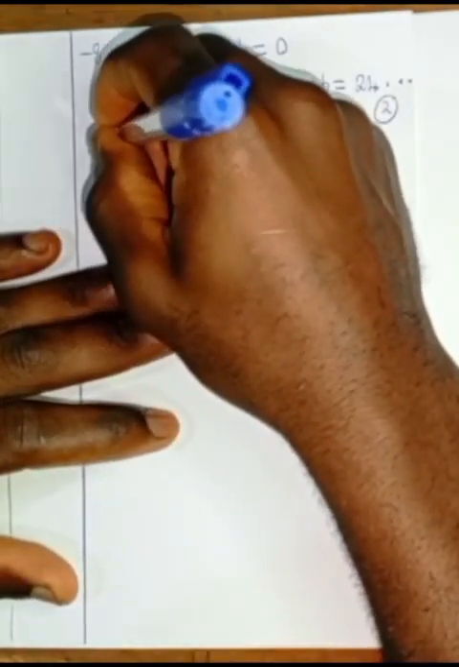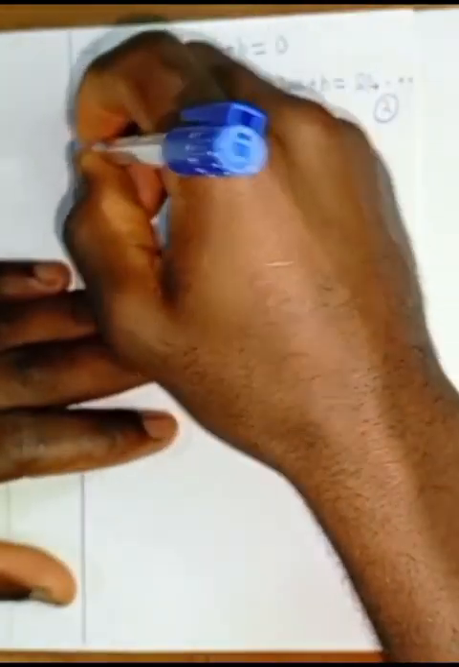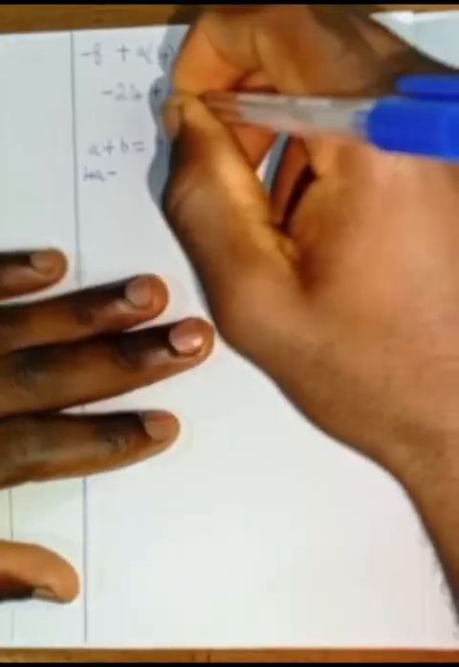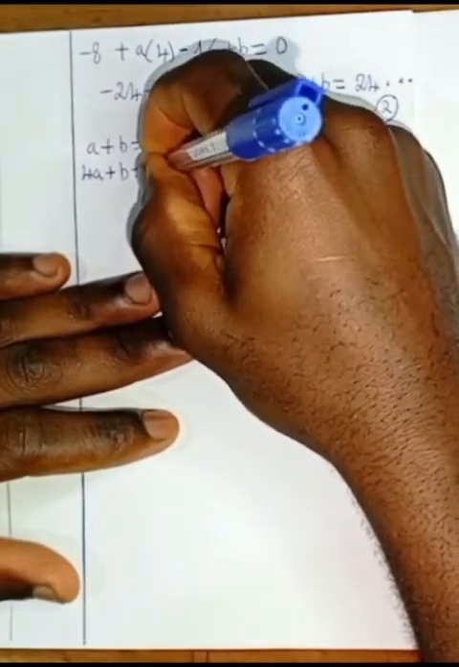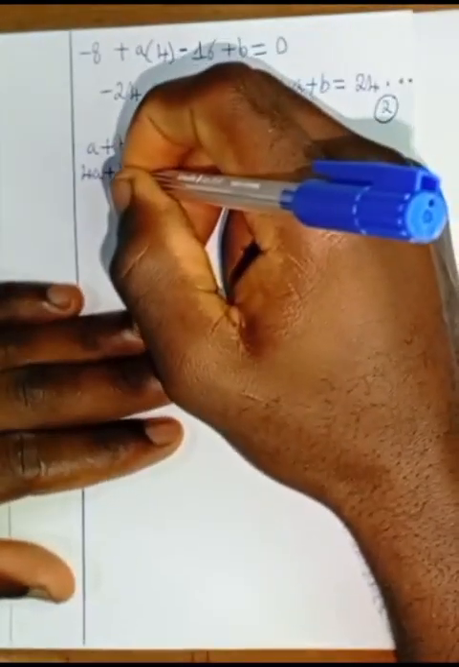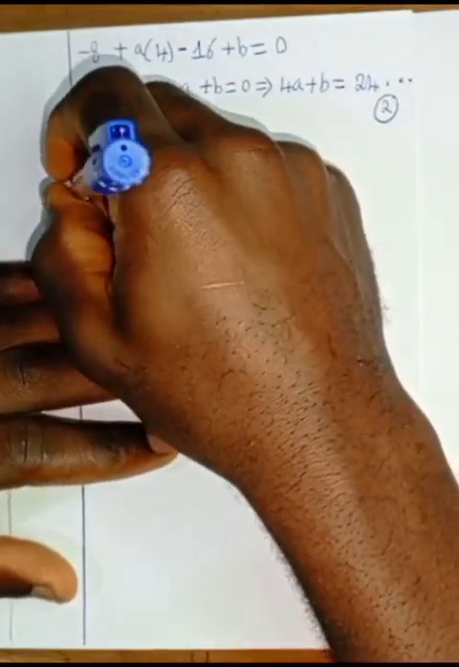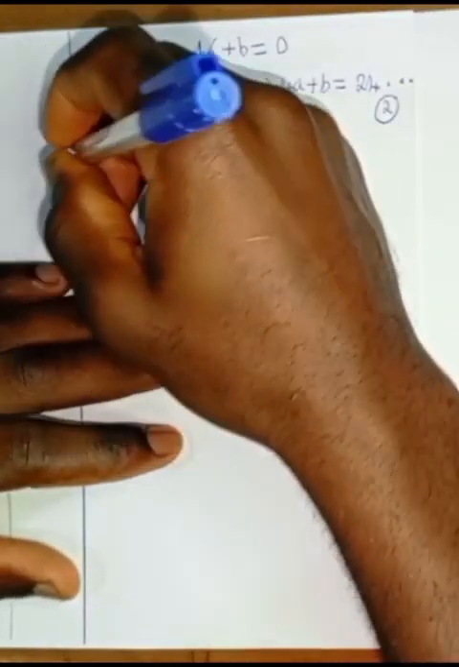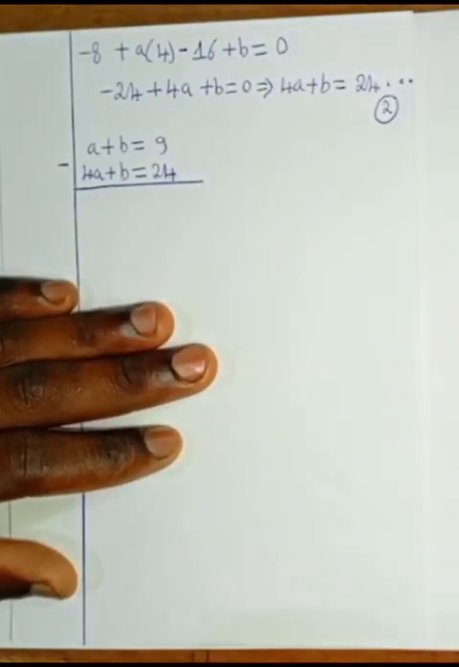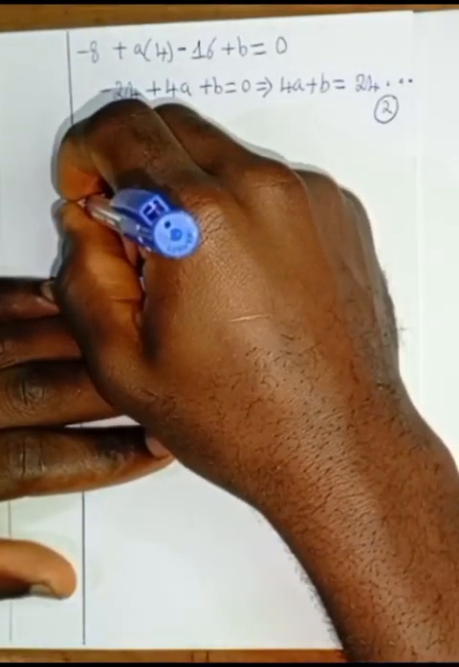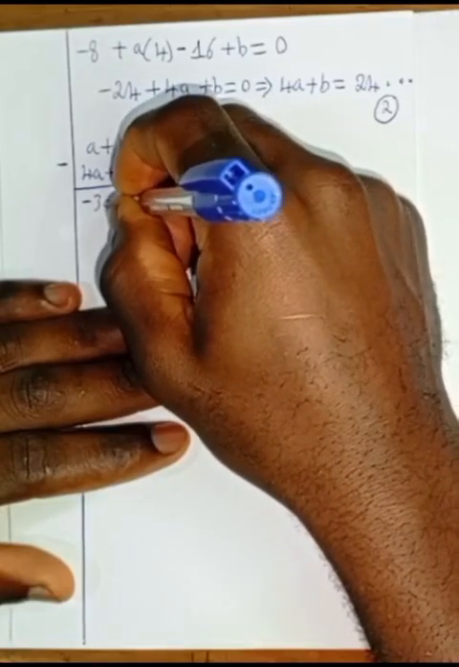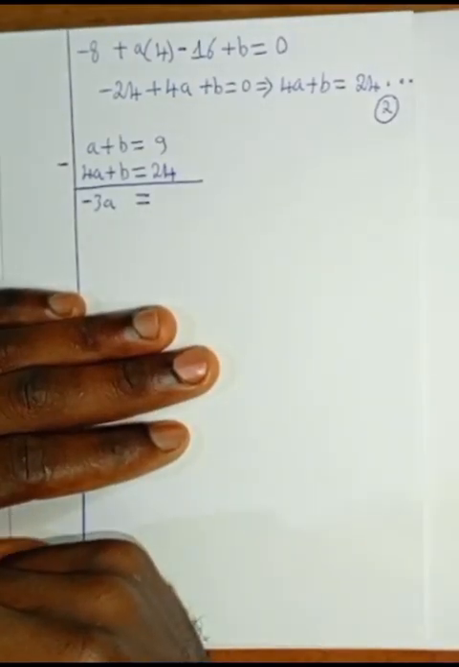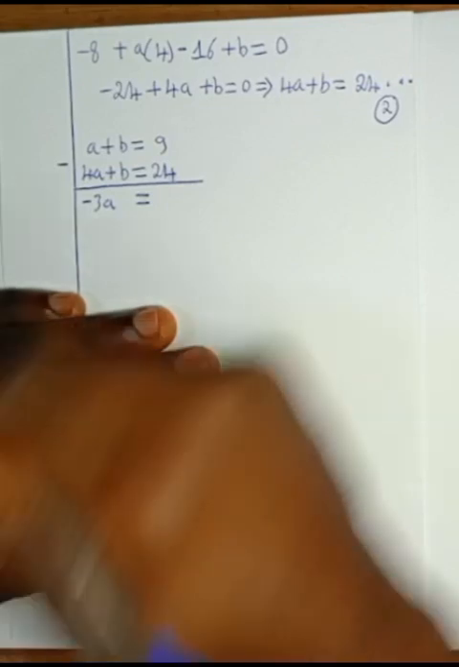We have equation 1 as a plus b equal to 9. We have equation 2 as 4a plus b is equal to 24. We have to solve these two equations for a and b. We are going to make use of the method of elimination. If we subtract the two equations, equation 1 minus equation 2, a minus 4a gives us negative 3a, b minus b gives us 0. This will simply be equal to 9 minus 24. 9 minus 24 gives us negative 15.